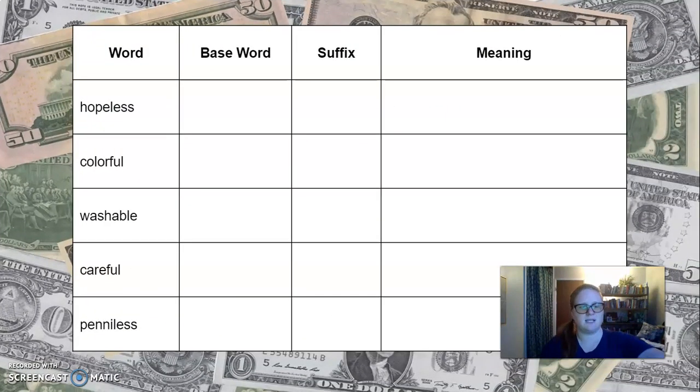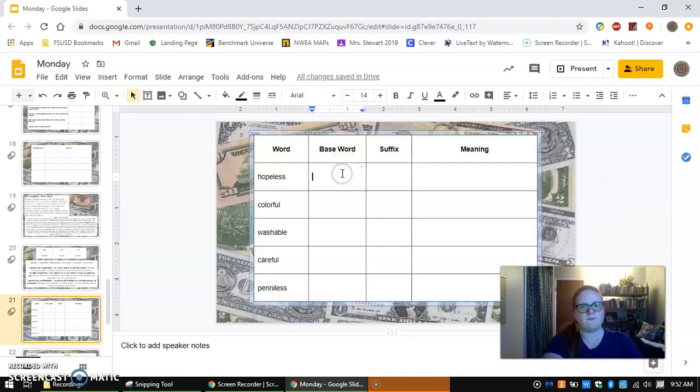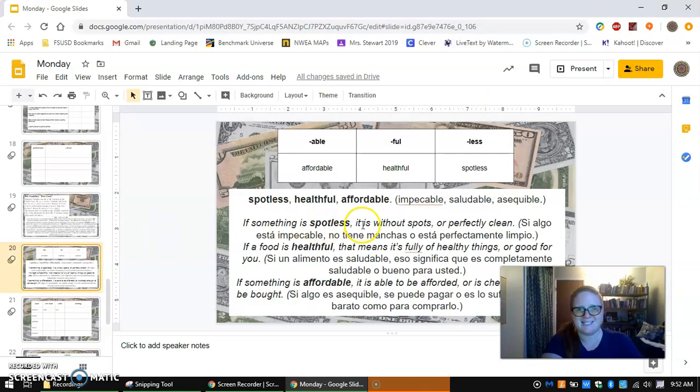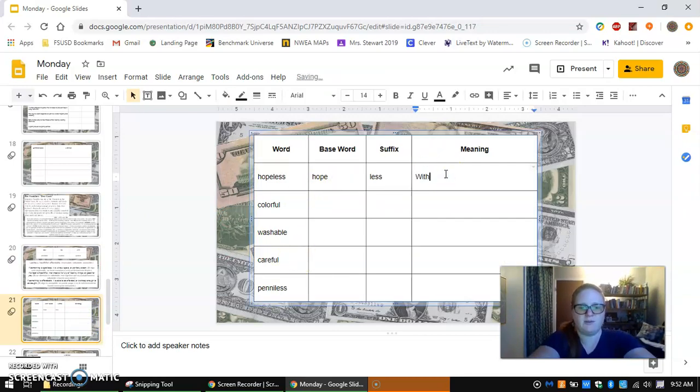So here are some words. We have hopeless, colorful, washable, careful, and penniless. So the base word for hopeless would be hope. The suffix will be less. And the meaning, because we could go back and go, what is less? It is without. So less hope would mean kind of without hope. All right.